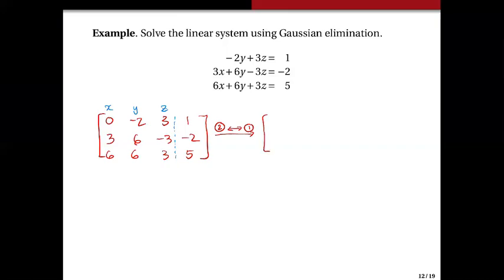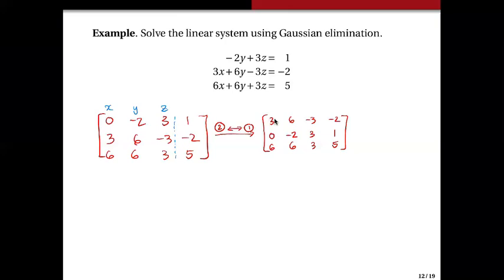So what will happen? The second row here becomes our first row. So you have 3, 6, -3, and then -2. The first row becomes the second row. So we have 0, -2, 3, 1. We did not do anything on the third row, so we'll just copy it. 6, 6, 3, 5. So this is the first and second step. First step, we chose the second row. Second step, we interchange.